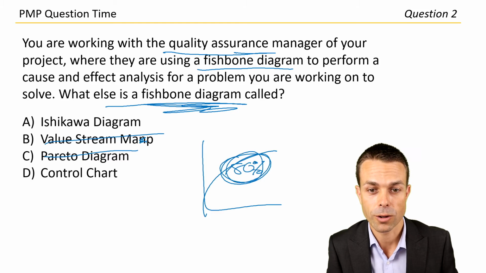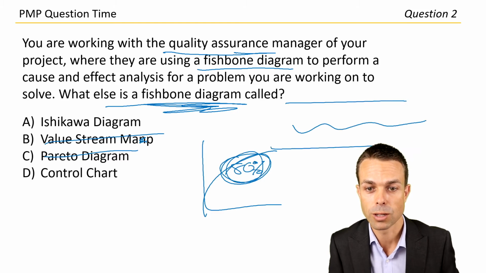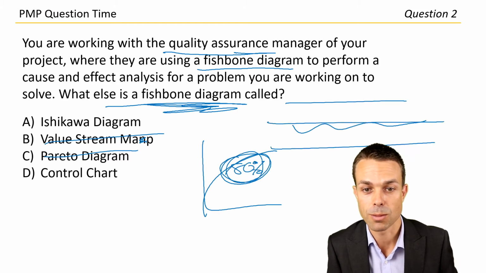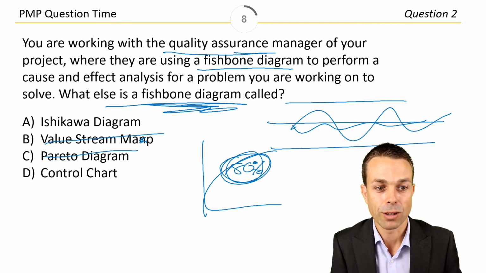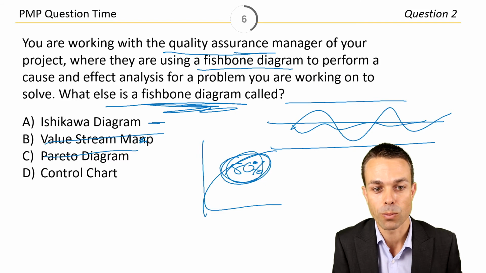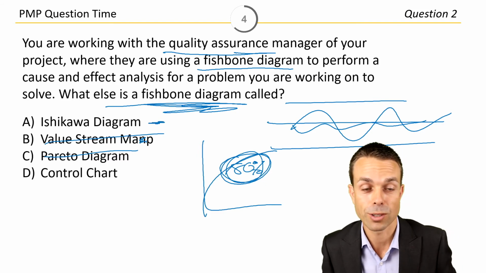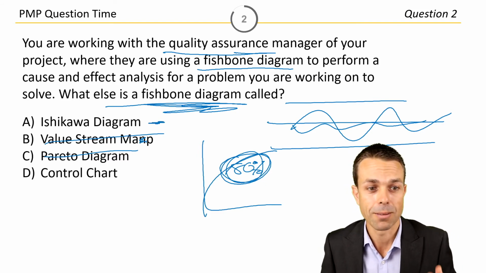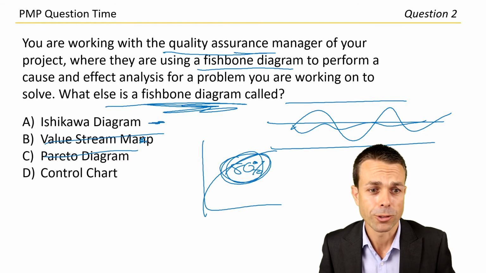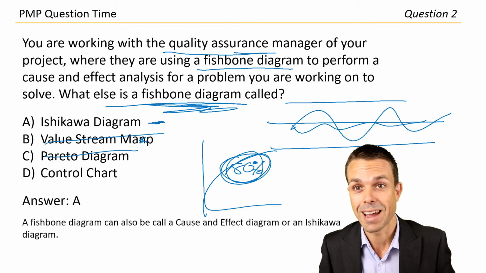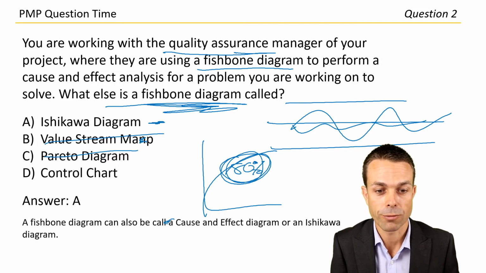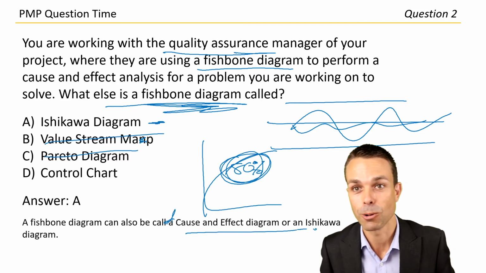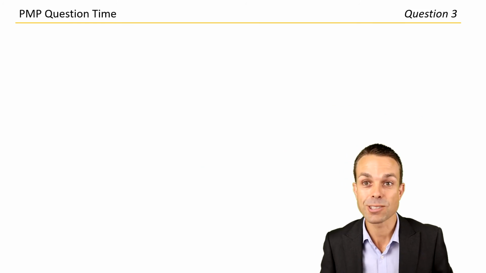Control chart. No, control chart might have control limits up the top and an average in the middle, and it will go up and down. It's like a line chart. What we're looking for here is the Ishikawa diagram, because the fishbone or the cause and effect diagram was actually created by a man by the name of Ishikawa. So that's its name. Answer A, fantastic. The fishbone diagram can also be called a cause and effect diagram or an Ishikawa diagram. That's excellent. Let's look at question 3.